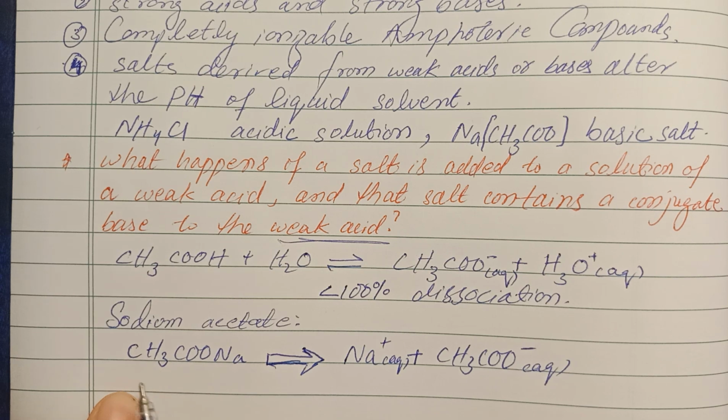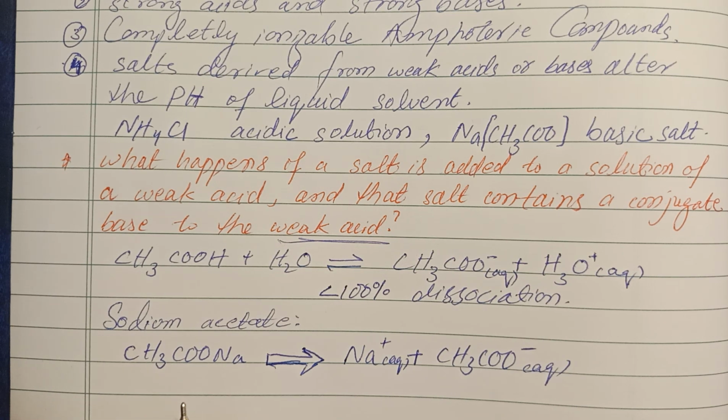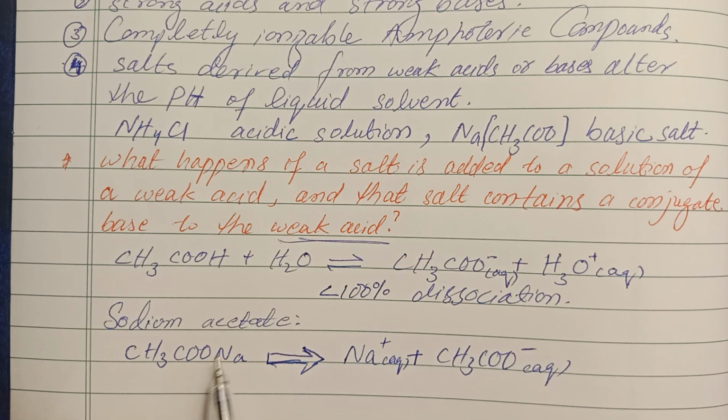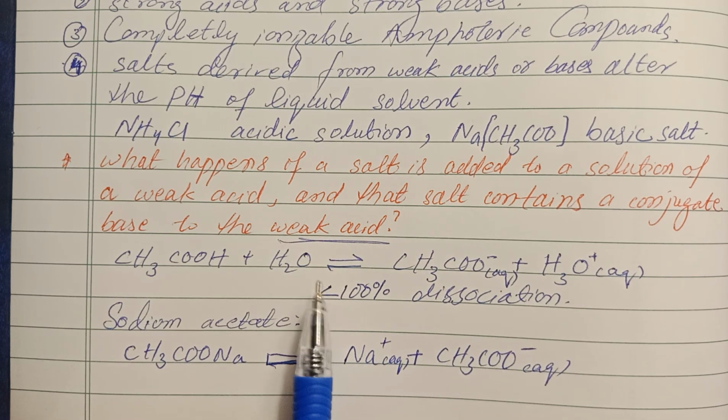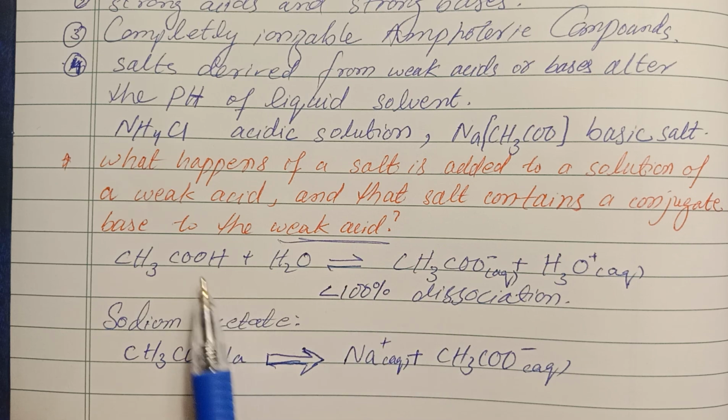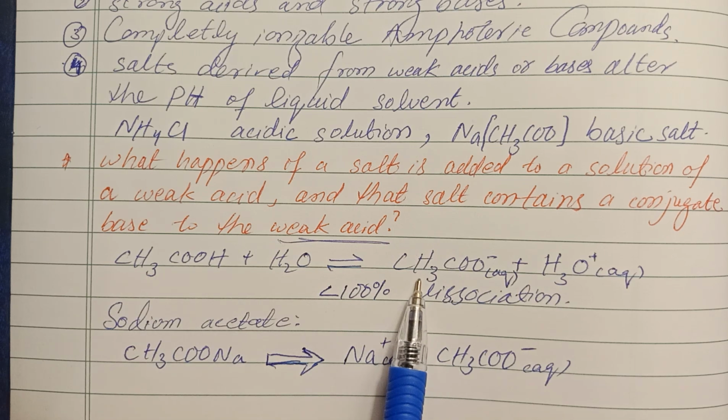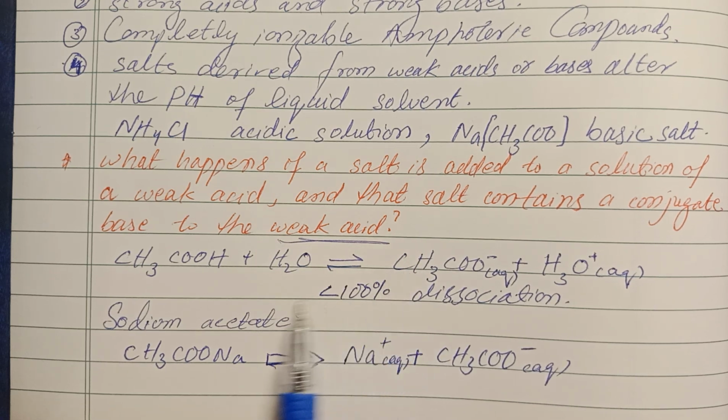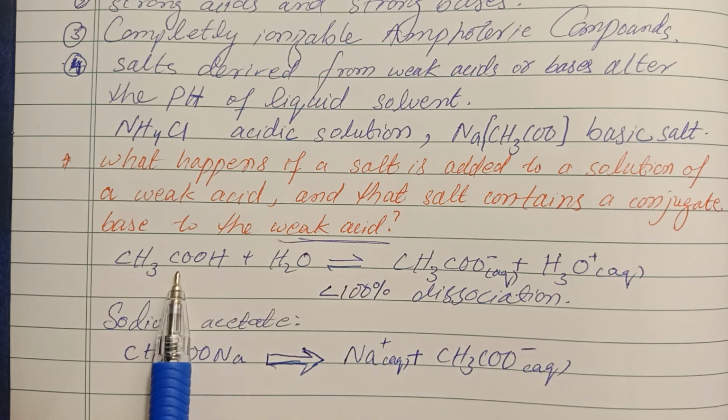All the sodium acetate molecules are divided into sodium ion and acetate ion in the solution. This sign is showing that all the reactants are converted into products, but here we have an equilibrium. So the number of acetic acid molecules converting to acetate ions is equal to the number of acetate ions converting back to acetic acid molecules.